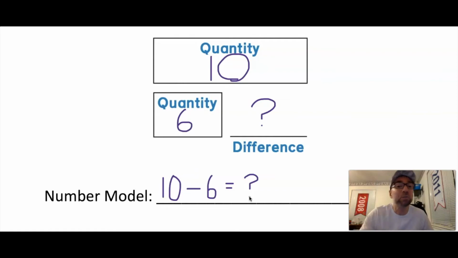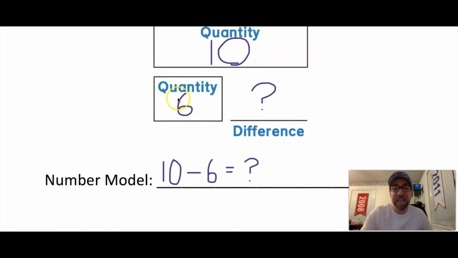Now some students will like to write an addition number model, and that's okay. They will start with the little q, 6, and then they'll count up, plus a missing number, equals, and the answer is your big Q, 10. 6 plus missing number equals 10. Either number model is going to get us the same answer.